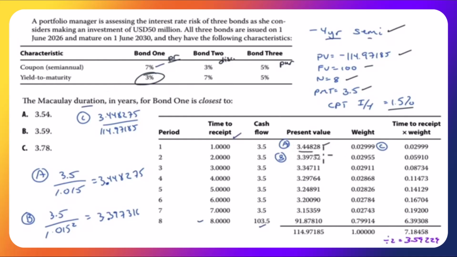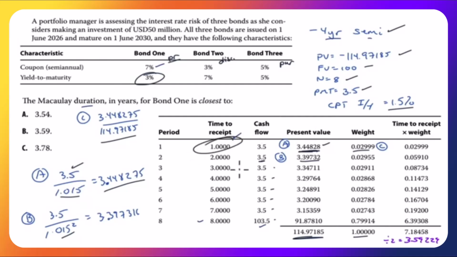So to calculate the 3.44828, we'll take 3.5, discount it at 1.015. There you go. To get the 3.397, you will take the 3.5 discounted by 1.015 squared. And then this is cubed, to the power 4, 5, 6, 7, and 8. There's your present value. To get to our weighting, it's up here. It is the present value of this cash flow divided by the sum of all the present values. Your weighting should add up to 1.